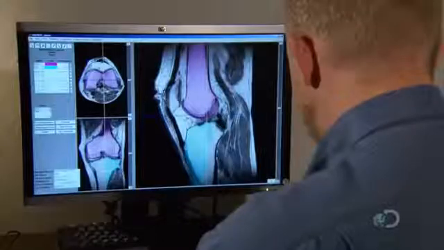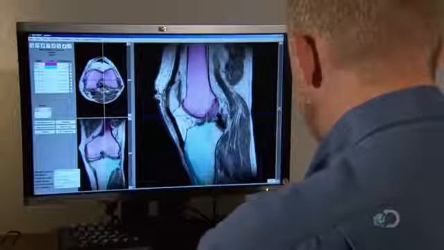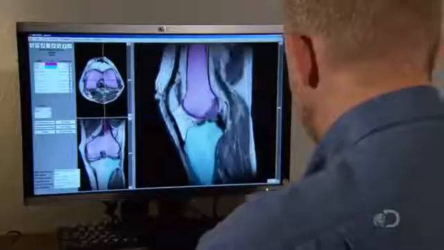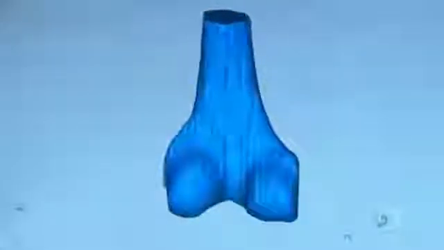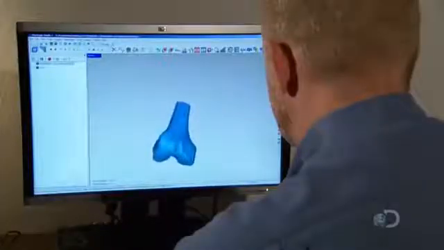An engineer uses the MRI scan to create 3D models of the patient's femur and tibia. The patient's cartilage has worn out in between these bones, causing painful rubbing that erodes the bone surface. The implant effectively replaces the damaged bone and cartilage.